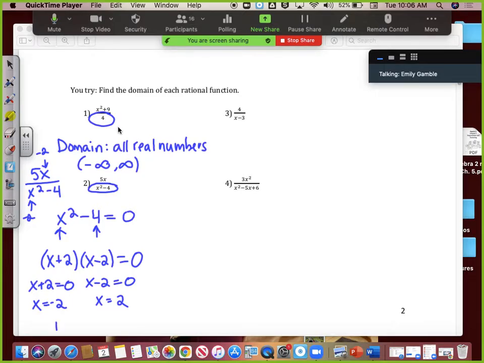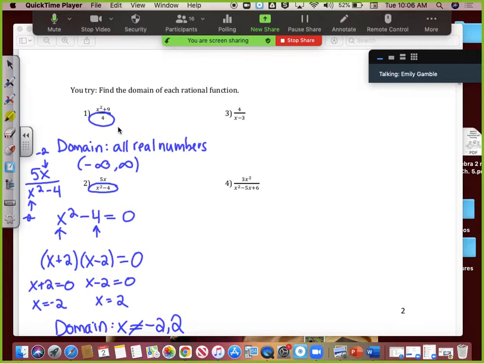That means that the domain is every number but negative 2 and 2. So I would write that just as x cannot equal negative 2 or positive 2. So when you're trying to find the domain for these functions, you look at the denominator of the function, and the denominator can never equal 0. So what's interesting about that is that to find out what numbers that would be, you would actually set it equal to 0 and solve.